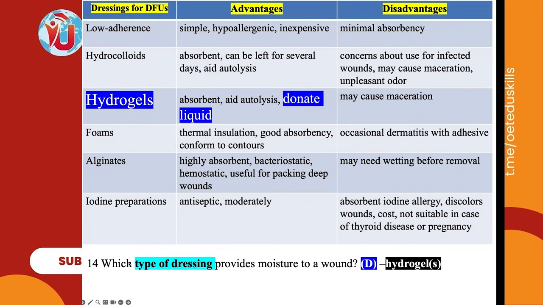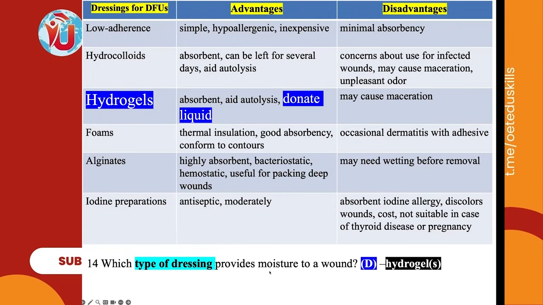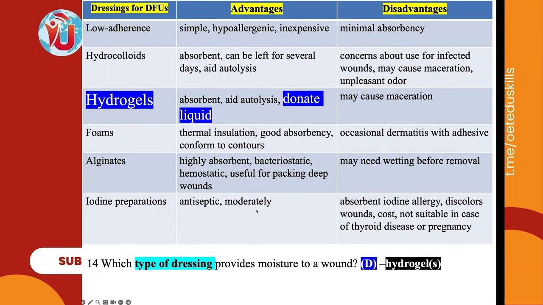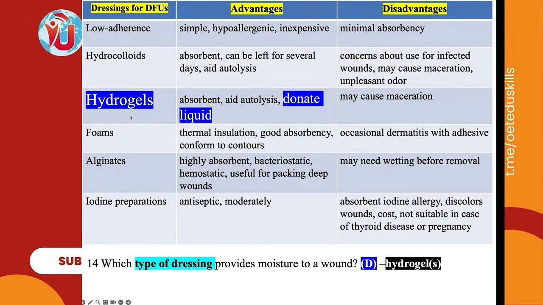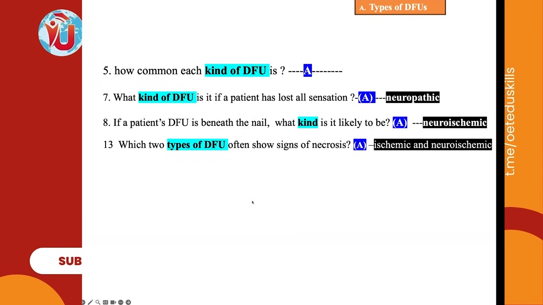Now come on. Which type of dressing provides moisture to a wound? Advantage or disadvantage? Advantage. So you need to look only into the advantage column and find out: donate liquid. Liquid means moisture, right? So you have it. Which type? Immediately on the left side, you have the type. Just write that.